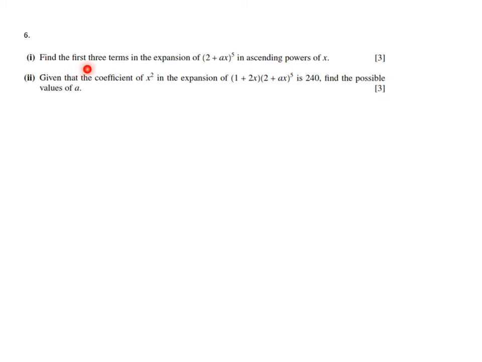It says find the first three terms in the expansion of (2 + ax)^5 in ascending powers of x. So the smallest power of x first: x to the power 0, to the power 1, to the power 2, ascending order. It's also good to realize that if you expanded the entire thing, you would get 6 terms, because there's always one more than the power, so 5 plus 1 is 6. It's only to the power of 5, so I like to use Pascal's triangle to do this expansion.